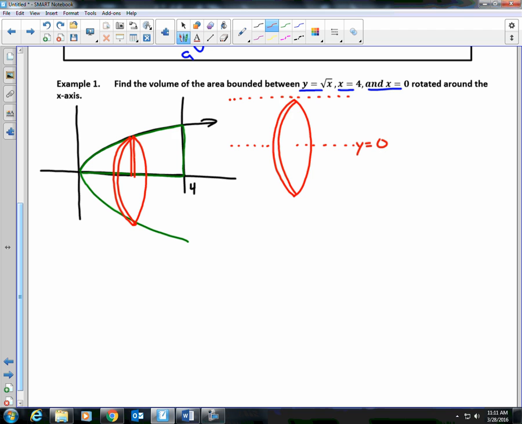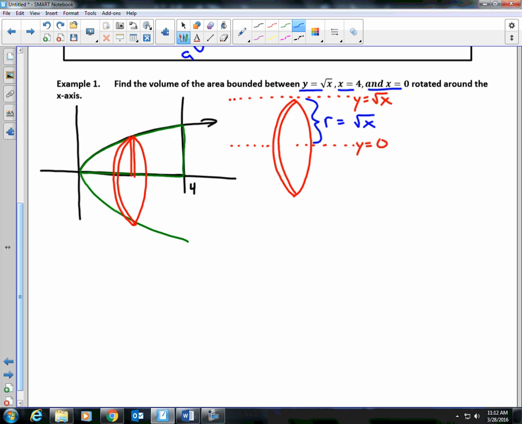What is used to form the top part of that volume, of that disk? The function y equals the square root of x. Does everybody agree that the distance between those two things is the radius? And if I want to find the distance between two things, I subtract them. Do I do the top minus the bottom or the bottom minus the top? Top minus the bottom. So you just get the square root of x.